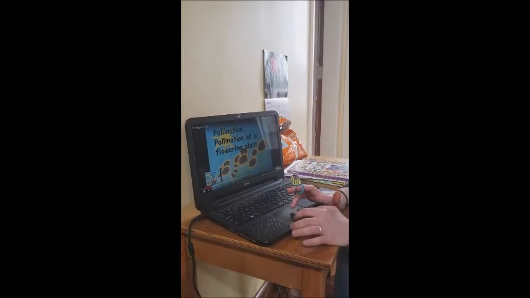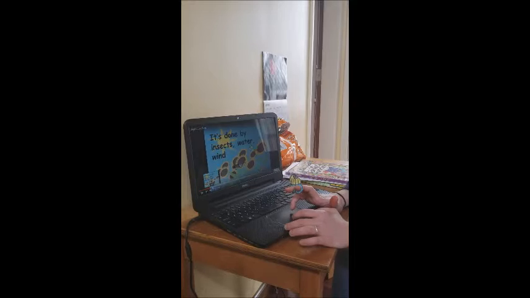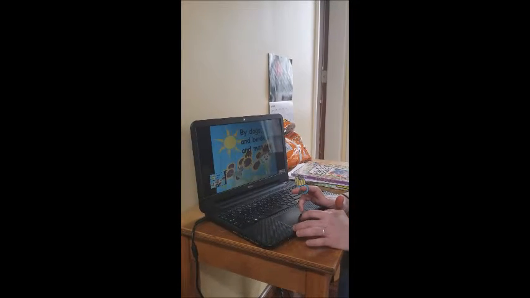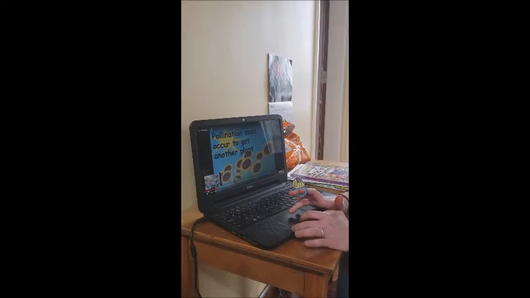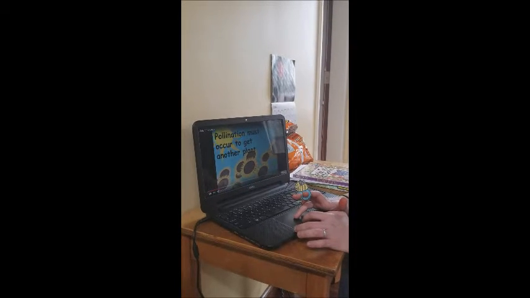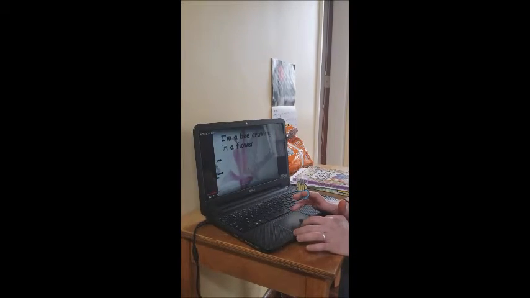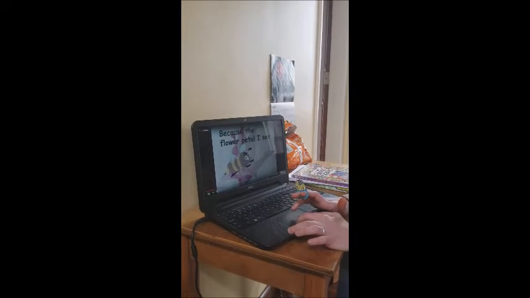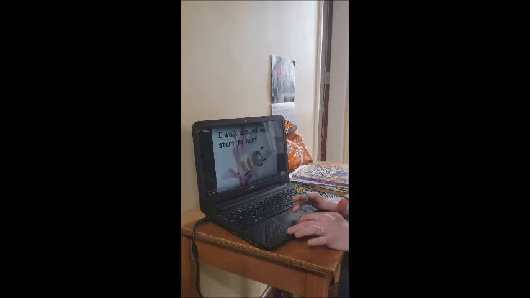Pollination of a flowering plant. It's done by insects, water, wind, by dogs and birds and man. Pollination must occur to get another plant. I'm a bee crawling in a flower because the flower petal I see.